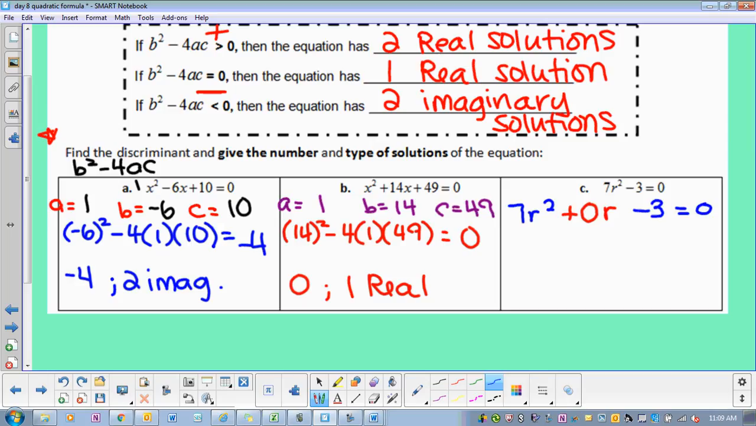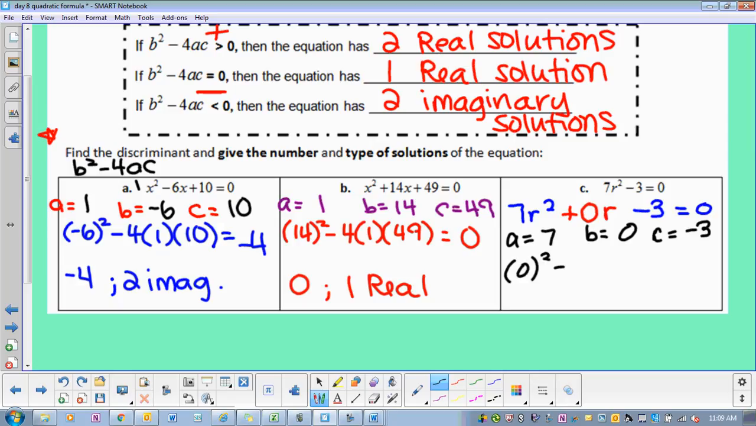Right? You wouldn't put a 1? No, because 1 is something. 0 is nothing. It's nothing because it's not written there, right? Oh, yeah. Okay. So, what is a? 7. b? 0. And c? Good. -3. Let's plug it in.